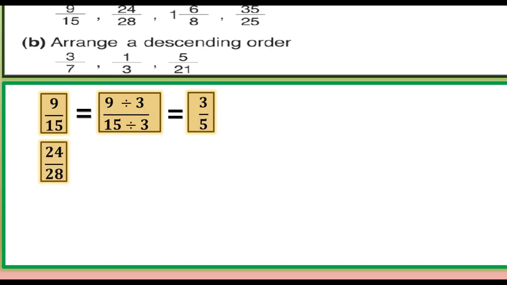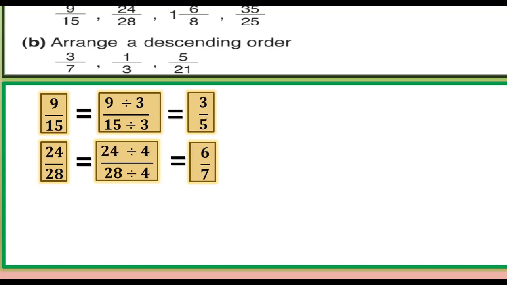What about 24 over 28? Also, you must divide both of the numerator and the denominator by the highest common factor HCF. The highest common factor between 24 and 28 is 4. 24 divided by 4 equals 6. 28 divided by 4 equals 7. Now the fraction is in the simplest form. What about 1 and 6 over 8?